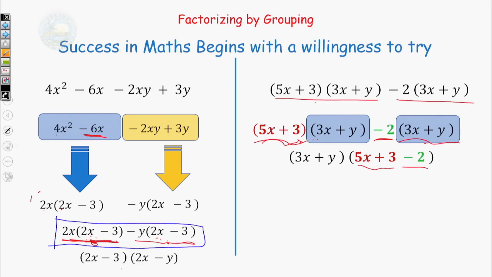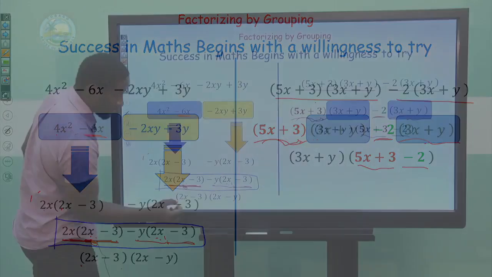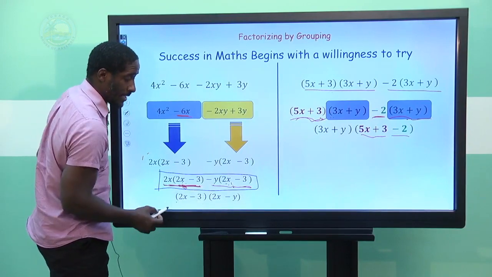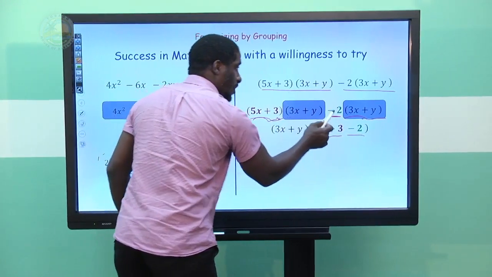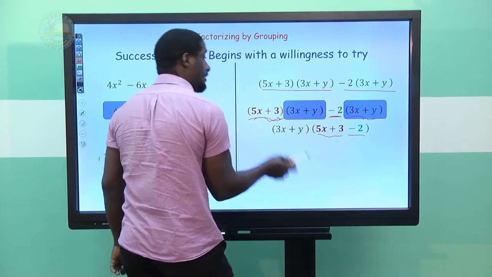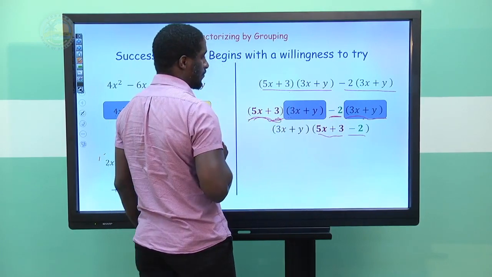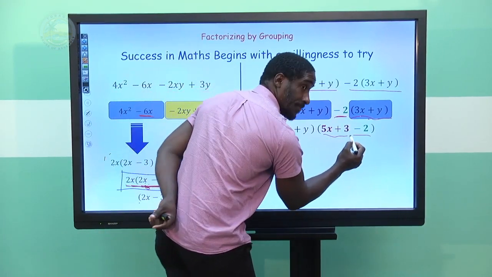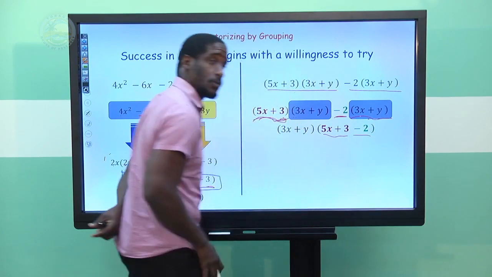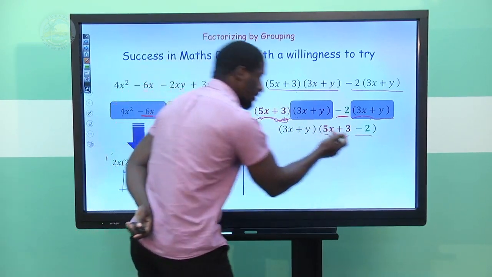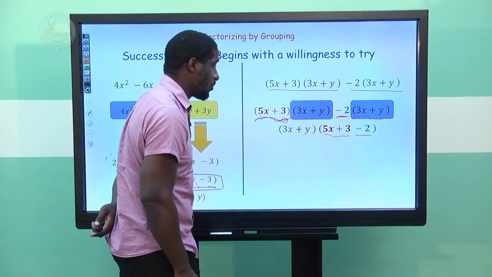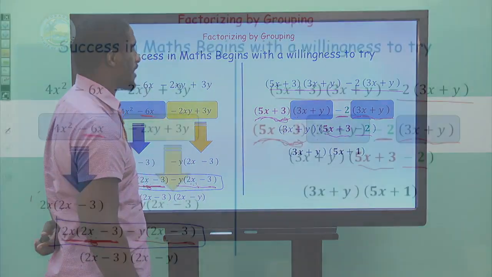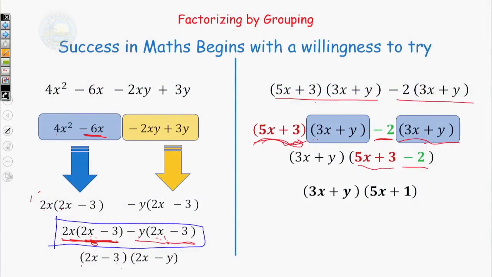So what we did was to take one of these things that are common, and then we take out what is in front of both brackets. That's what we did here. It is 3x plus y that is common, so we took that out. And what is in front of this bracket? 5x plus 3. What is in front of this one? Negative 2. Now this here can be further simplified. I have positive 3, negative 2, which will give me 1. So what we end up with here will be 3x plus y multiplied by 5x plus 1. And this here has been completely factorized.